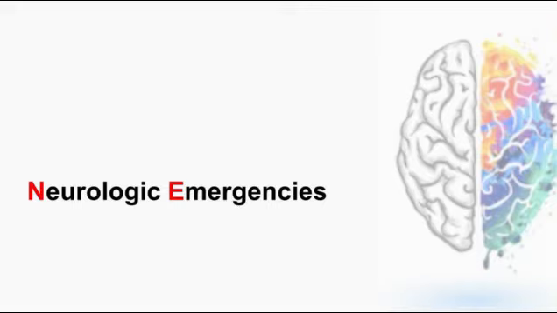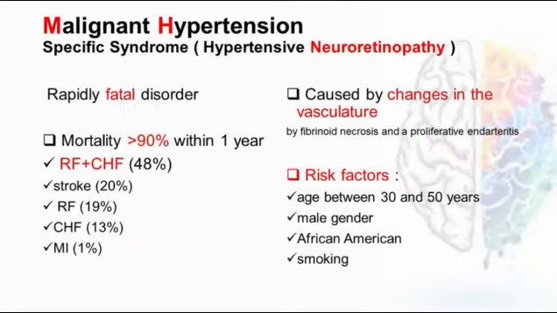So we are starting with a neurological emergency, and the first one is malignant hypertension, also called neuroretinopathy. It is rapidly fatal and caused by change in vasculature, by fibrinoid necrosis and proliferative endarteritis. Mortality is more than 90% within 1 year, usually because of renal failure and congestive heart failure. Risk factors: age between 30 and 50, male, African American, and smoker.